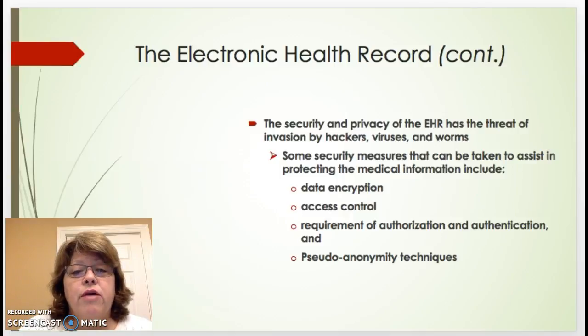The security and privacy of the EHR faces the threat of invasion by hackers, viruses, and worms. Some security measures that can be taken to assist in protecting the medical information include data encryption, access control, requirement of authentication and authorization, and pseudo-anonymity techniques.